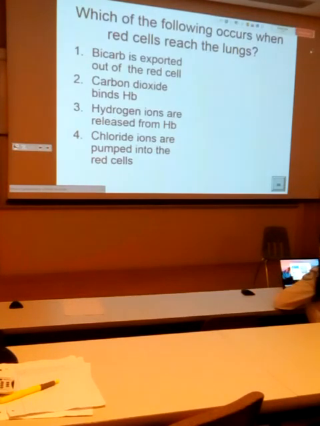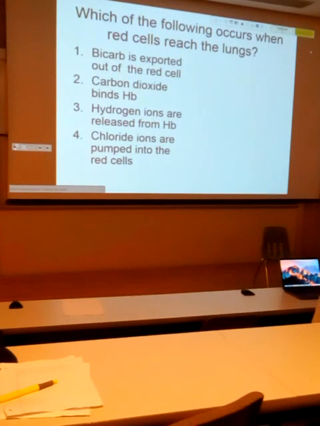All right, let's see if any of this made any sense. Which of the following occurs when red cells get to the lungs? Bicarb is exported out of the red blood cell. Carbon dioxide binds hemoglobin. Hydrogen ions are released from hemoglobin. Chloride ions are pumped into the red blood cells. So let me let you answer that. 3.